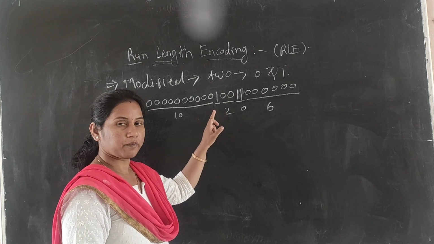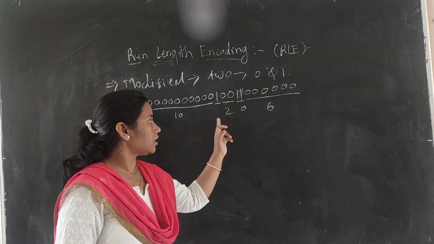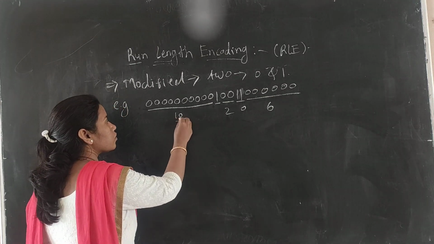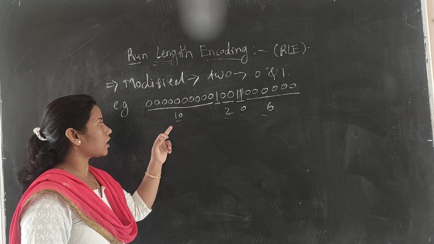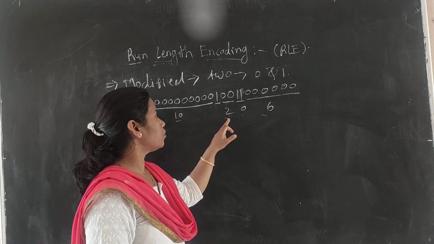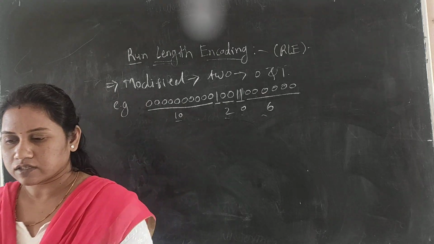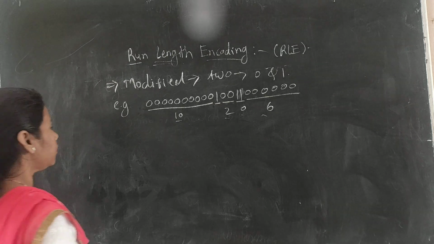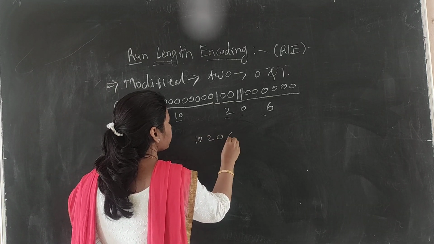We write the continuous 10 zeros, then there should be a 1, then a 2. The encoding shows only the indication of the zeros. That means the count of zeros is 10, the count of zeros is 2, the count of zeros in between is 0, the count of zeros is 6, like this. We just have to represent the zero counts. That means here we can write 10 2 0 6.